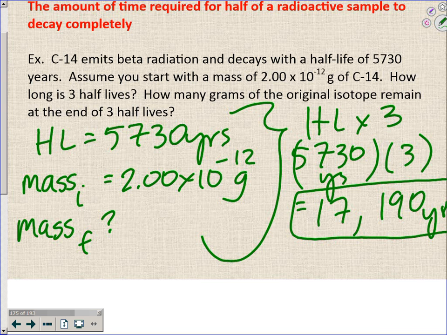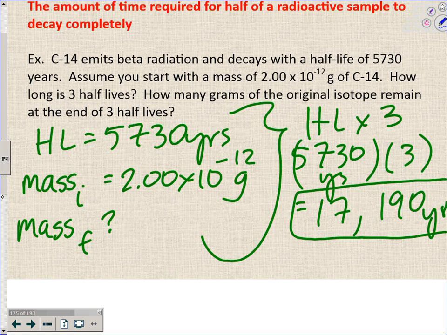Definition of half-life is how much time it takes for that sample of radioactive material to decay to what? Half the amount. So if I start with 10 grams, half of that amount would be 5 grams. If I start off with 100 grams, half that amount would be 50 grams. Just cutting the mass in half. So we don't actually have to use a calculator on this one. We're going to try to do this in our head.